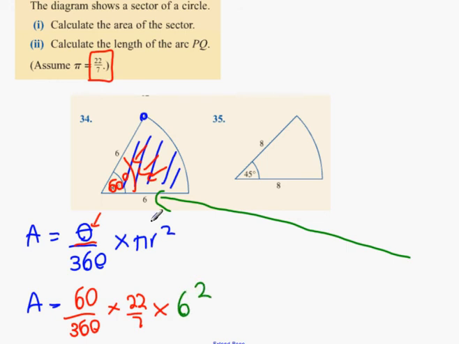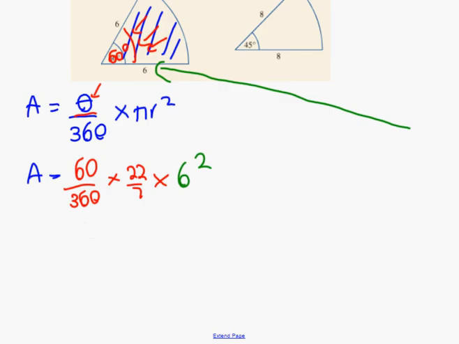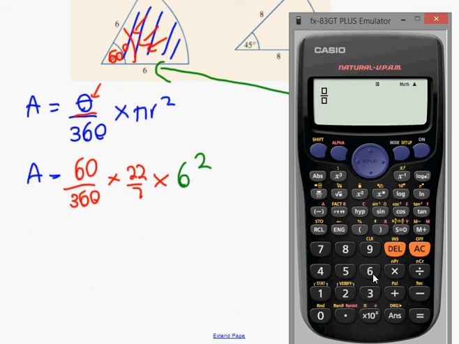Radius is 6 squared, because the radius is this length here. Now you're going to put that into the calculator. Do you have any idea how to put that into the calculator? 60 over 360, multiply by 22 over 7, multiply by 6 squared. And you get 132 over 7, which is 18.86.